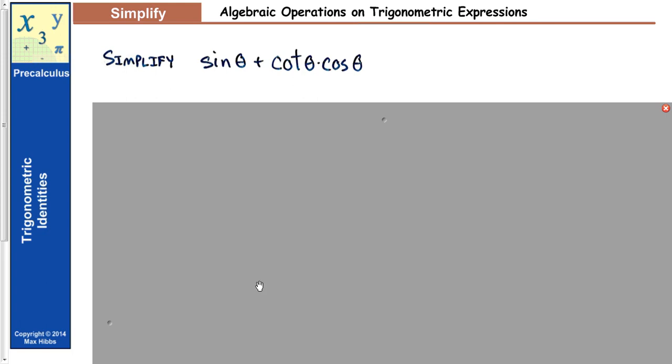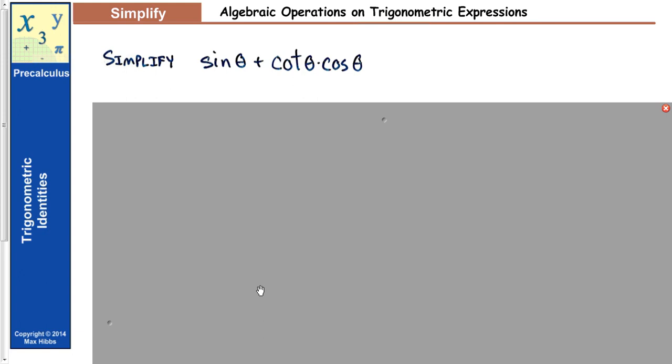Okay, here we're just asked to simplify. And one of the things about this expression, sine of theta plus cotangent theta times cosine of theta, is that obviously there's no common factors here, and all the trig functions are different. And sometimes we're faced with things that look like this that we need to manipulate, simplify, whatever.